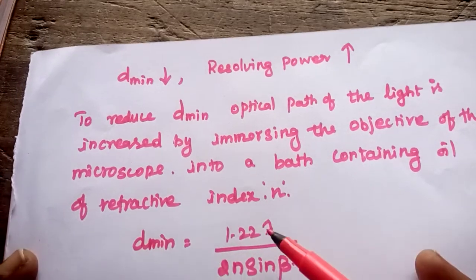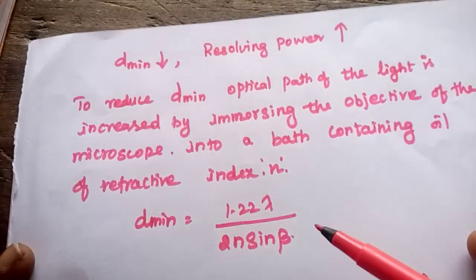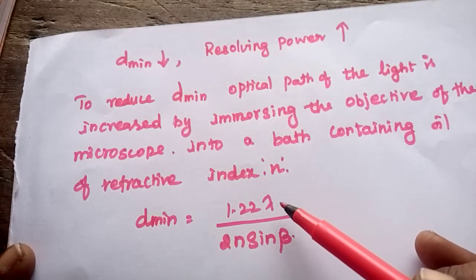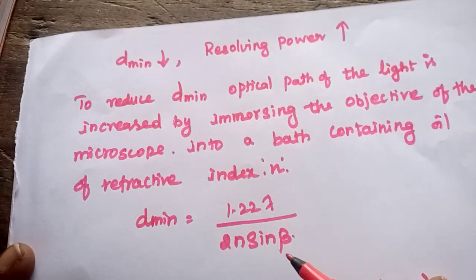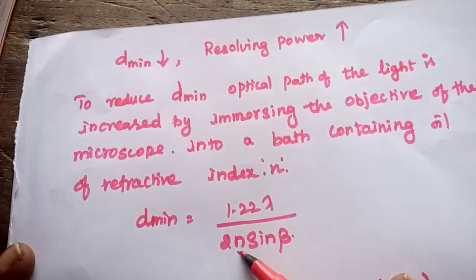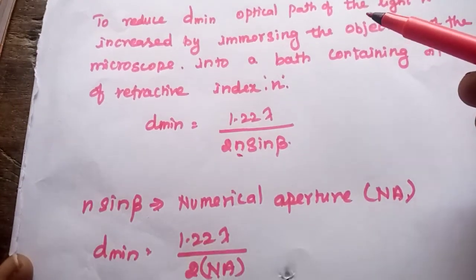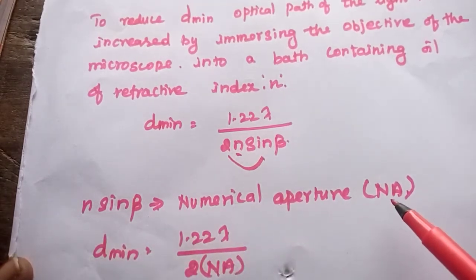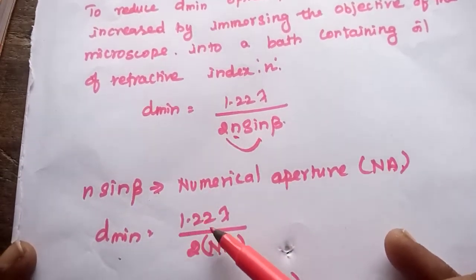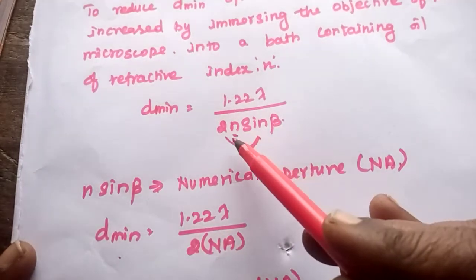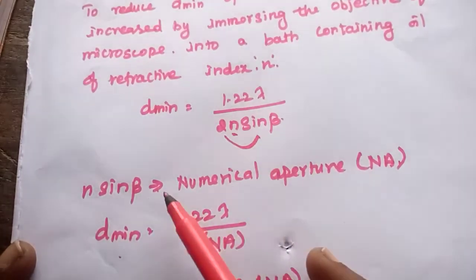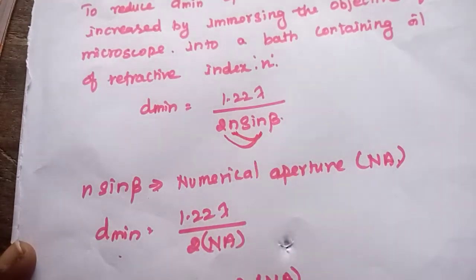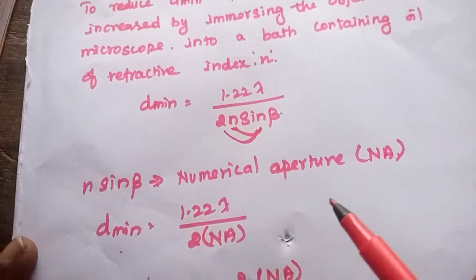So we write the expression; so many derivations are left here. The final expression is d minimum is equal to 1.22 lambda divided by, instead of 2 sin beta, 2n sin beta, where n is the refractive index of the oil. And this n into sin beta is called the numerical aperture, that is NA. So we can write 1.22 lambda by 2 into n sin beta, where n sin beta is the numerical aperture.